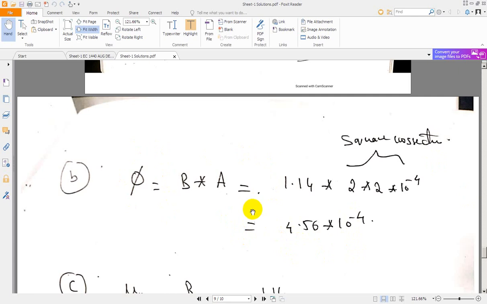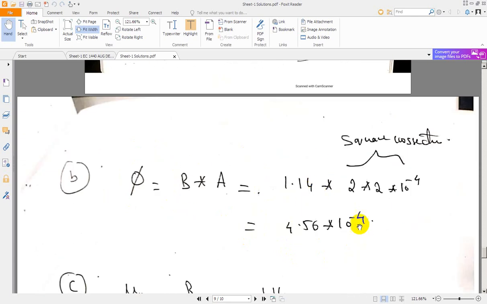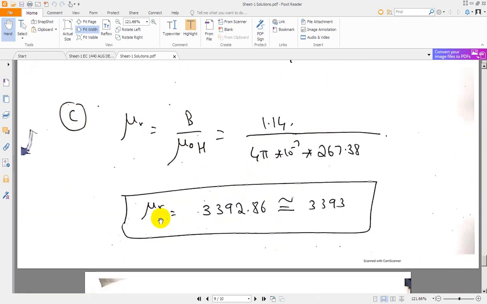This is the flux. We have calculated flux density from the graph and flux from the square cross section, and then relative permeability. The third parameter that we need to calculate is the relative permeability. Mu r is equal to B divided by mu naught into H, which is equal to 1.14, which we have calculated from the graph. Mu naught value is 4 pi into 10 to the power of minus 7. H value is 267.38. You will get a relative permeability of 3392.86. Approximately you can write it as 3393.